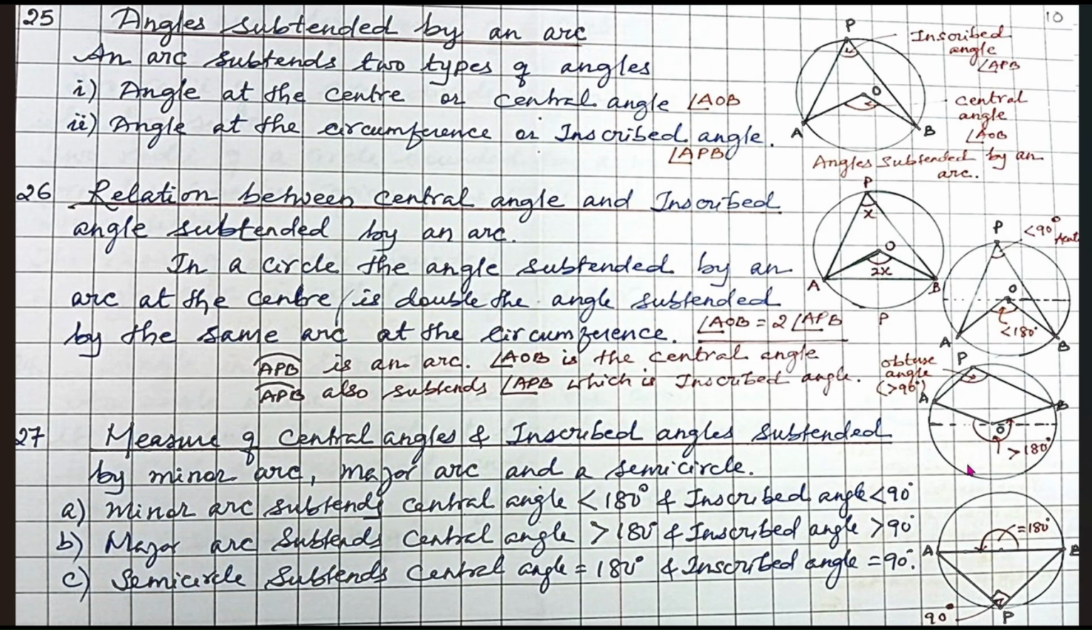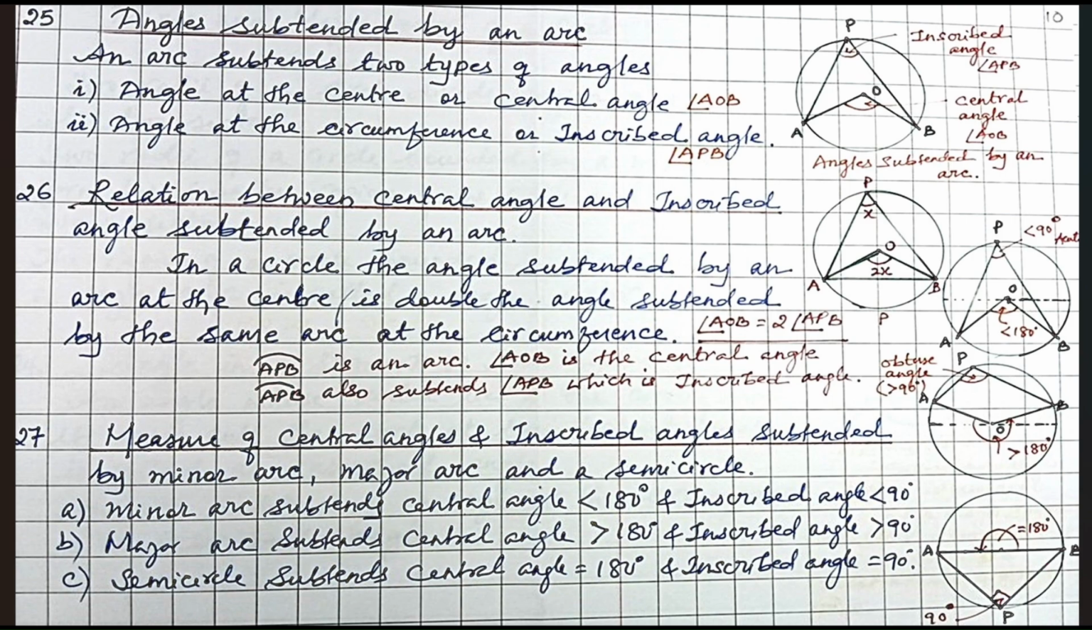Now if you take a major arc, here we have arc AB, which is a major arc. The angle subtended by the major arc AB at the center is greater than 180. The same major arc subtends an angle at the circumference which is half of the angle subtended at the center, therefore it is greater than 90, an obtuse angle. Now the angle subtended by a semicircle: the central angle of a semicircle is 180 degrees, and therefore the angle at the circumference is half of that, and that is 90 degrees.